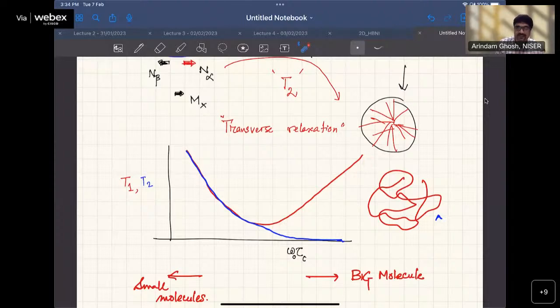So as long as you are confident that you are not changing tau-c much, suppose you go from half a molar solution to 1 molar, tau-c doesn't change much. But if you just make it supersaturated, then tau-c will start being affected. Then T1, T2 will definitely be changing. Yeah, that's what I mean.